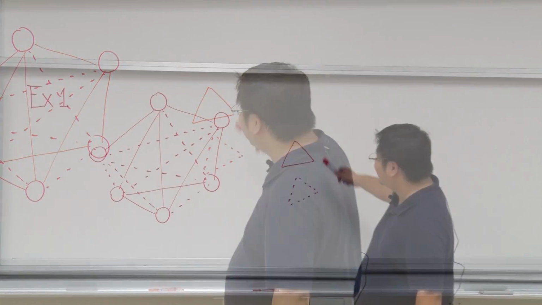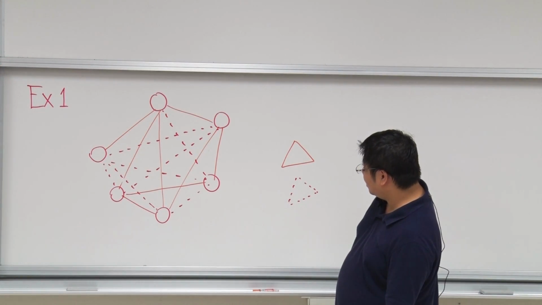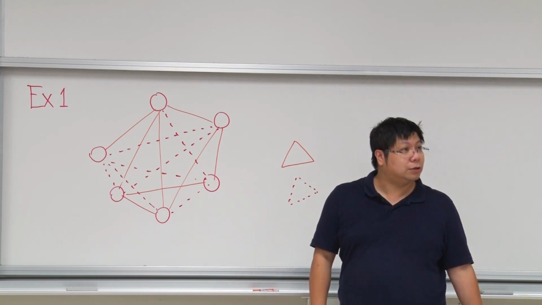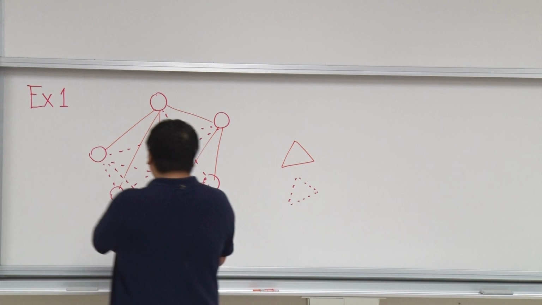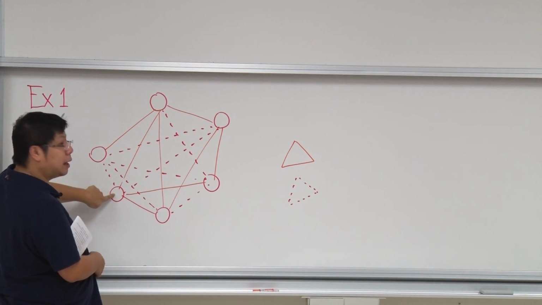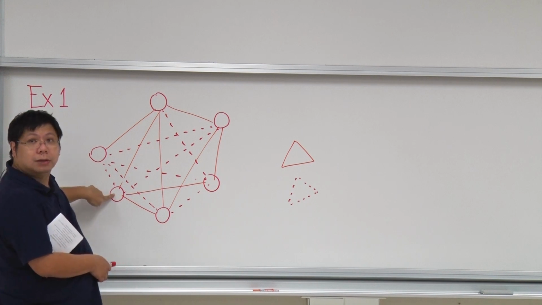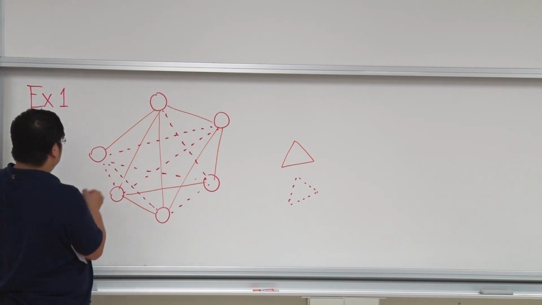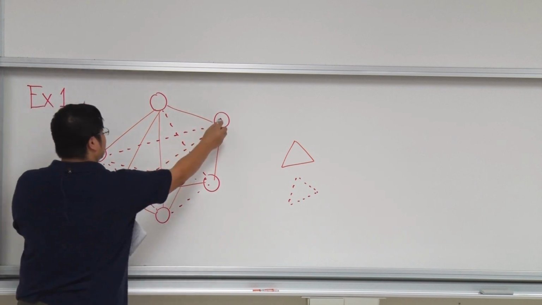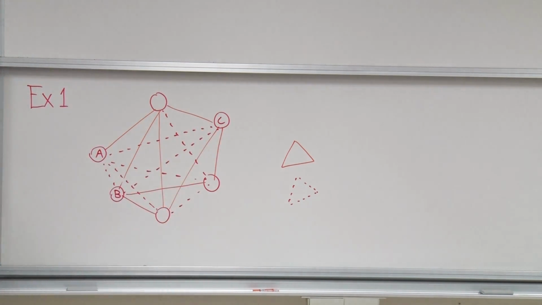Do we find a solid triangle? Maybe not. So we don't see a solid triangle. But on the other hand, there is at least one dotted triangle. If you pick this vertex and this vertex, A, B, and C, then they are joined by dotted lines. Is that okay?